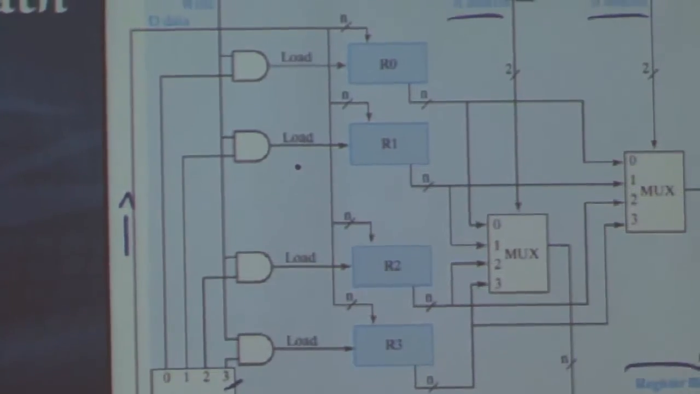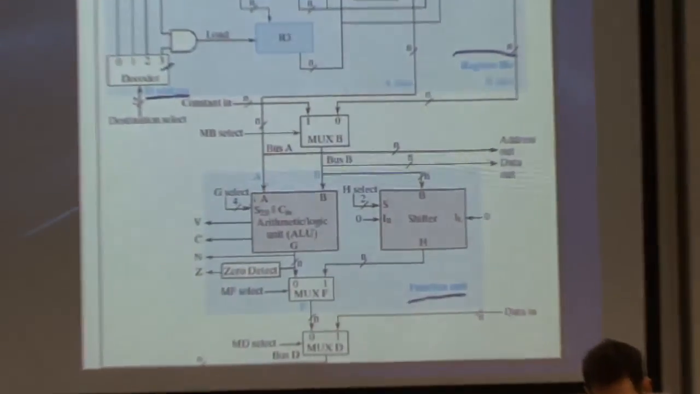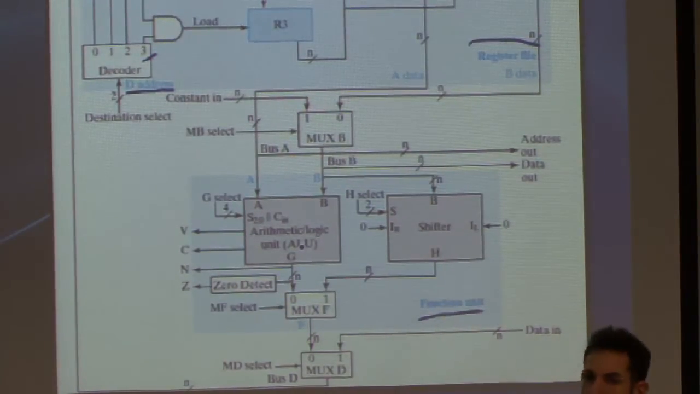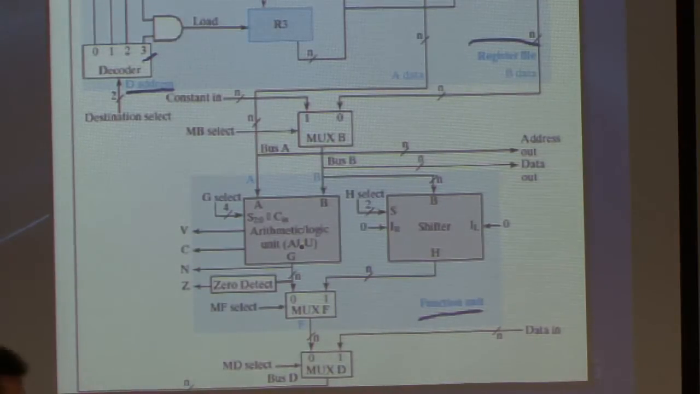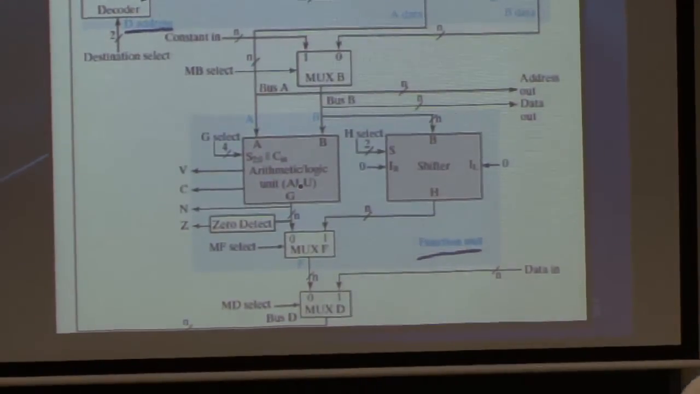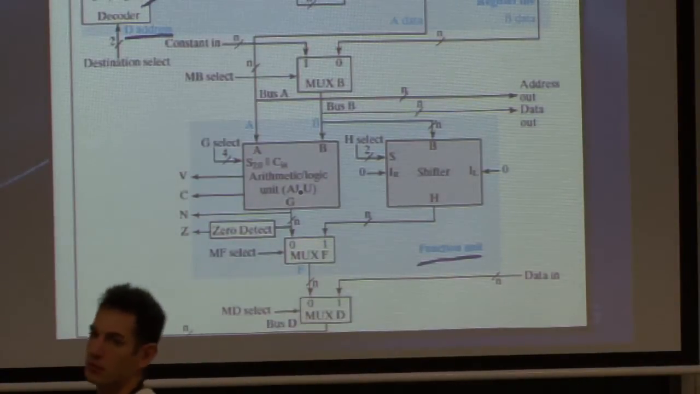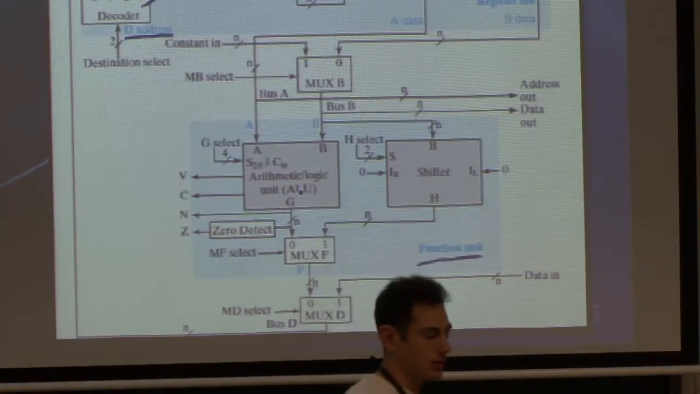Now let's talk about the function unit. The function unit essentially has 2 main blocks in it: the arithmetic logic unit and the shifter. The arithmetic logic unit is a unit that does, well, arithmetic and logic. Arithmetic are operations like addition, subtraction, increment, decrement, and then a couple of others.